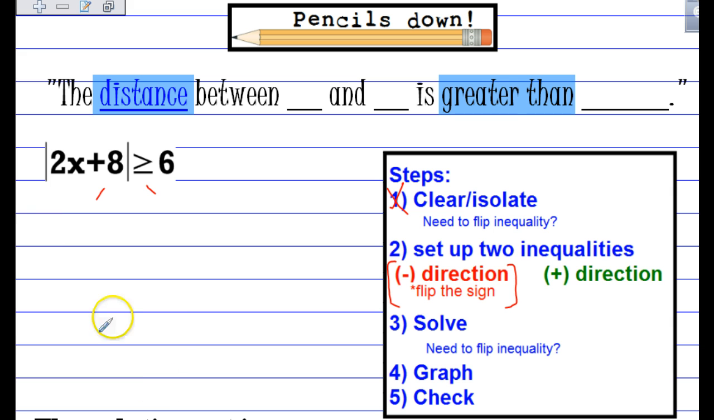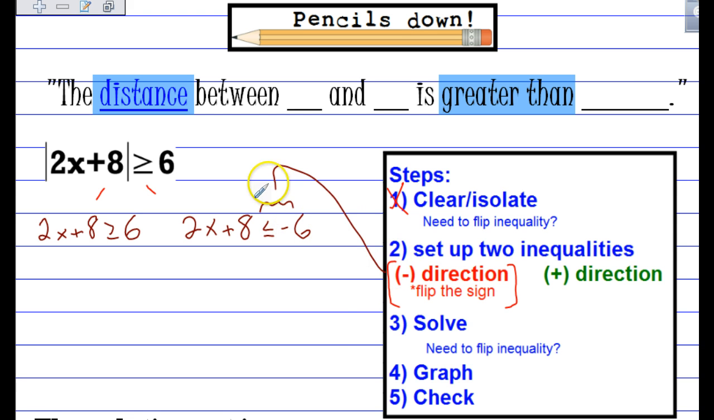What do I got? What should I write? What's the first inequality? 2x plus 8 is greater than or equal to 6. Okay. And 2x plus 8 is less than or equal to negative 6. Okay, so right here, that's what this is. First one stays the same. Second one changes. That's a very common mistake.